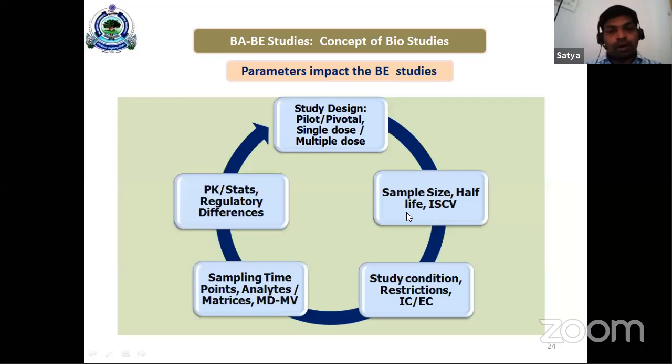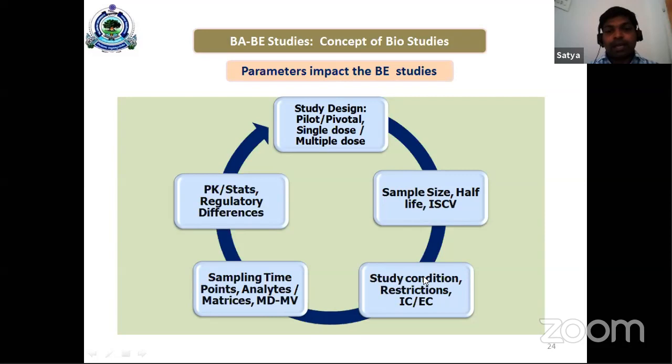Then half-life, how much half-life your drug has. If it is a greater half-life, more than 24 hours, then you have to design your trial in a truncated manner. Truncated in the sense that you cut off your AUC at 72 hours. Ideally, that is the practice. So these are the challenges you come across while designing BE studies.